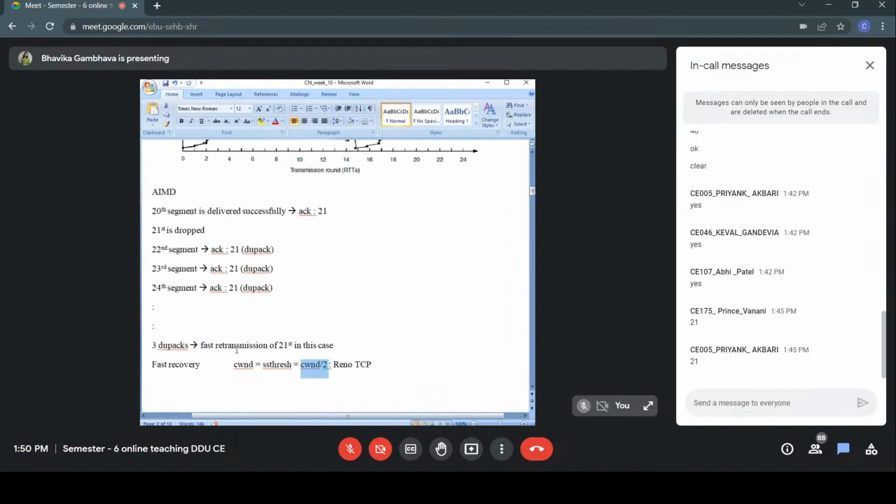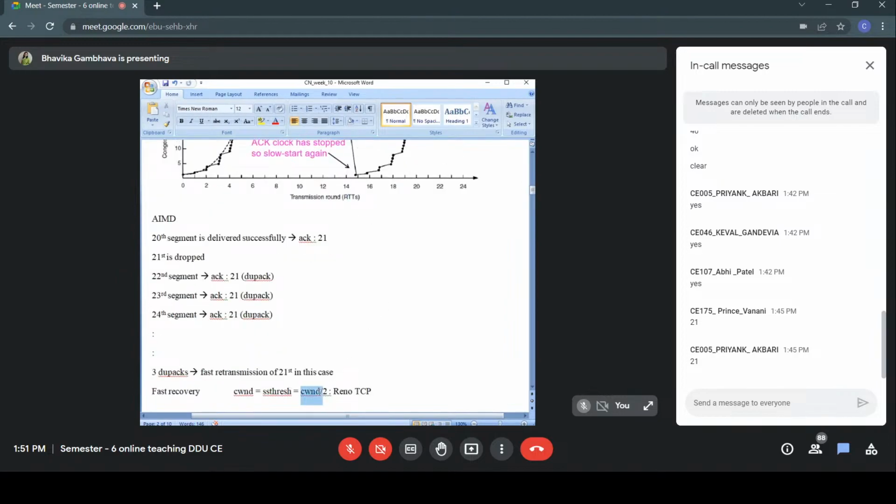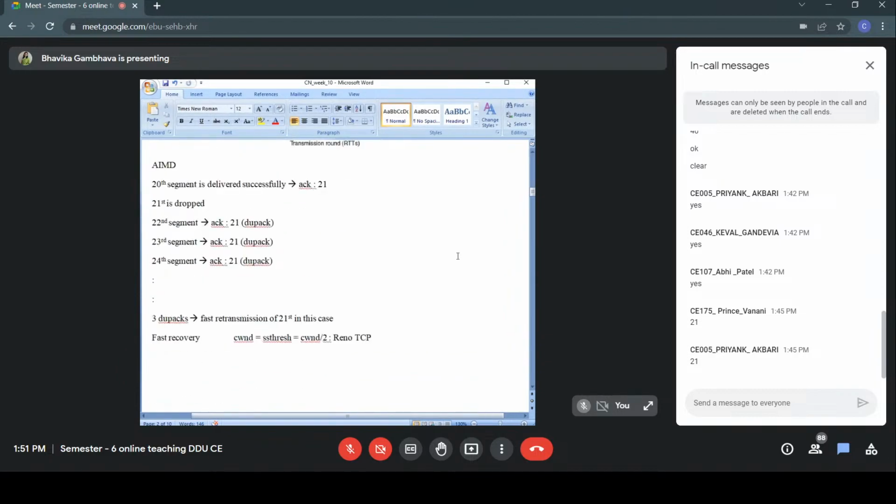So quickly, we will recover from this episode of the loss. And we will try to match the actual congestion window, which should be based on the current network capacity. If it was 1, then certainly we would take more time to probe it. While if it is half, then in lesser time, quickly, we will be able to recover from the impact of the loss. So have you understood fast retransmission and fast recovery?